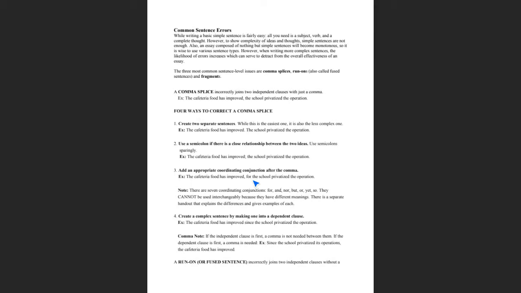And I'll talk about that a little bit more at the end of this. And here's the information that I just said about the coordinating conjunctions.